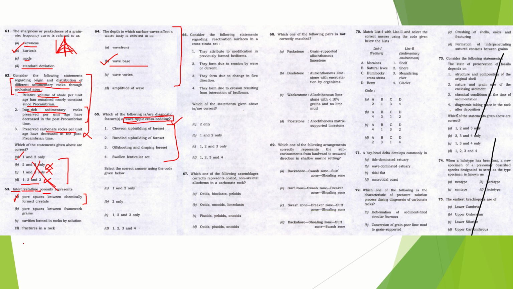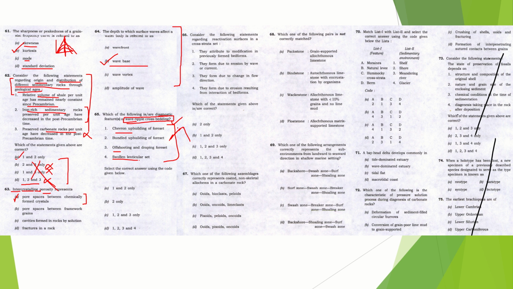So wave ripple cross bedding, this video on structures is really important right now, I think. So chevron upbuilding of foreset, bundled upbuilding of foreset, offshooting and draping foreset, swollen lenticular set. In the upcoming video, I'll be explaining them in depth. But right now, let me just give you a simple example over here. So chevron upbuilding of foreset is like that. Chevron means V shape.